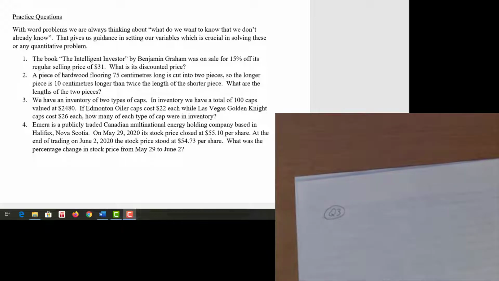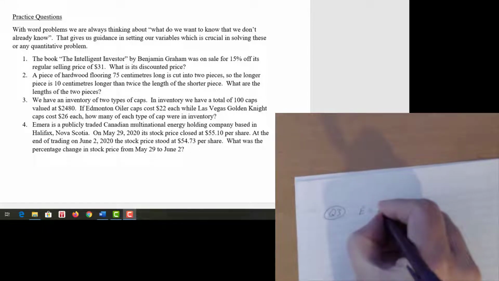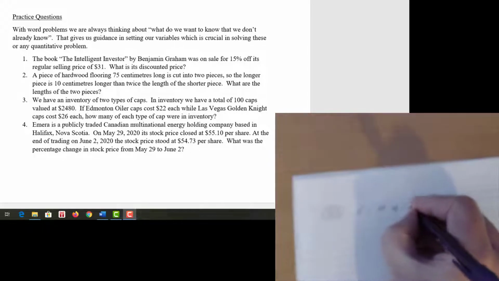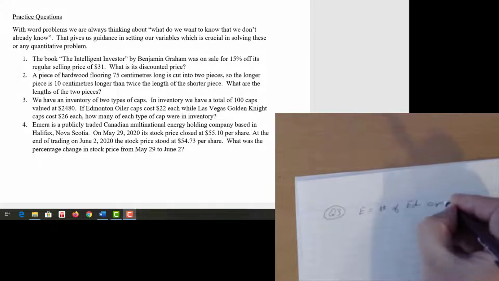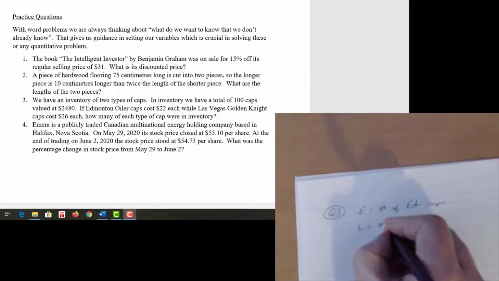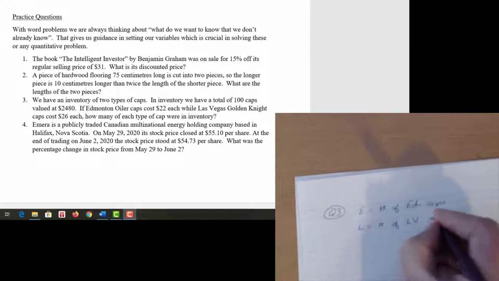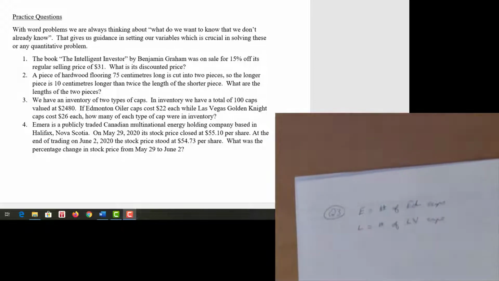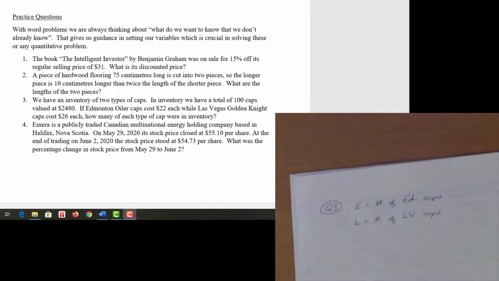Okay, starting off, what is it that we want to know that we don't already know? That thing is the number of each cap in inventory. So let's make E equal to the number of Edmonton caps, and L equal to the number of Las Vegas caps. Hard part already done.